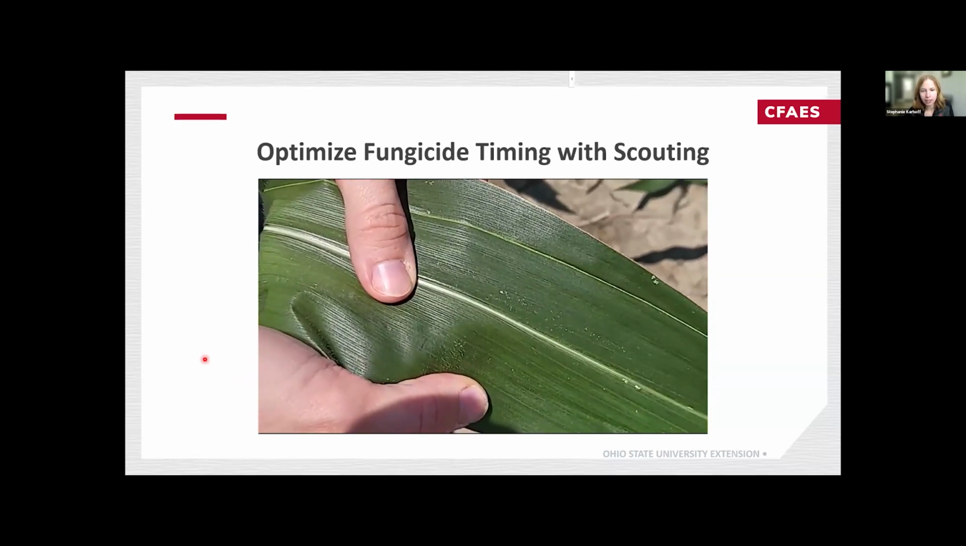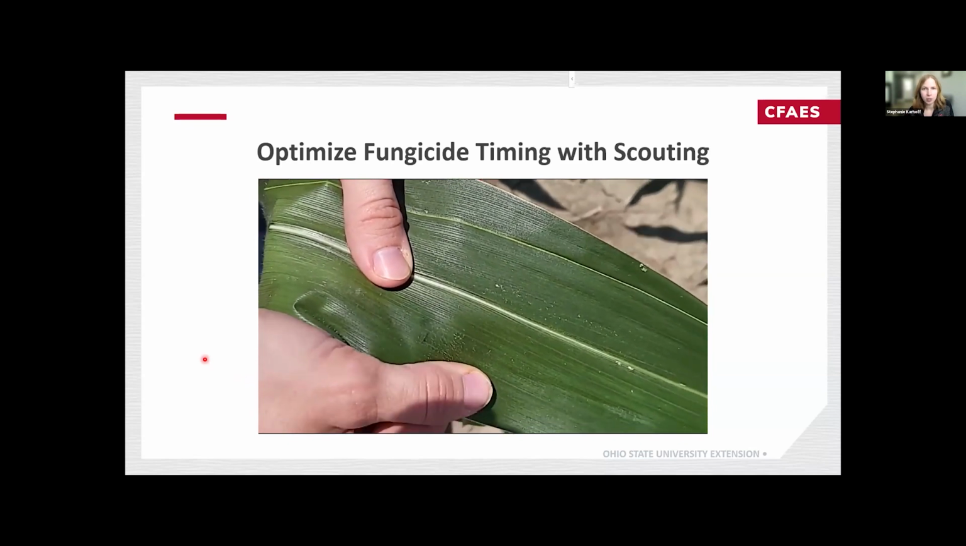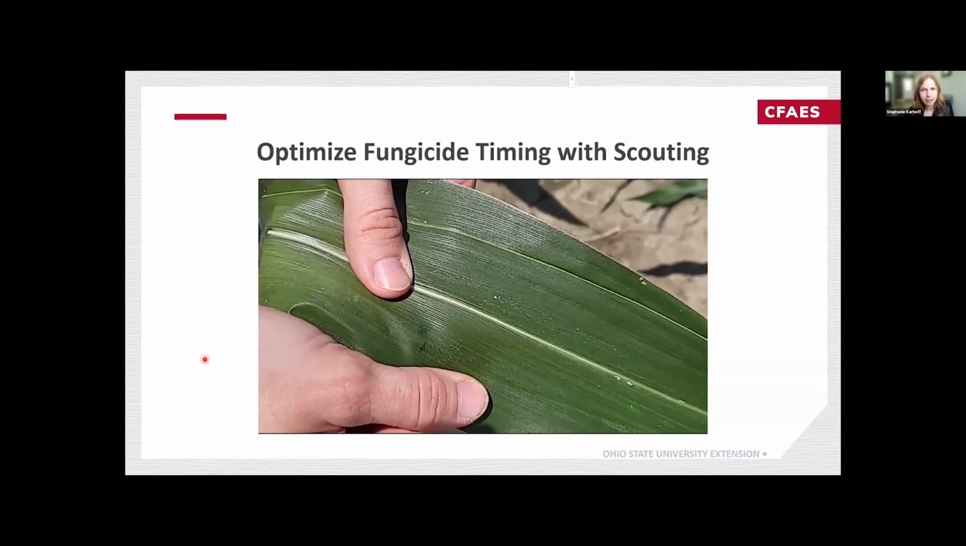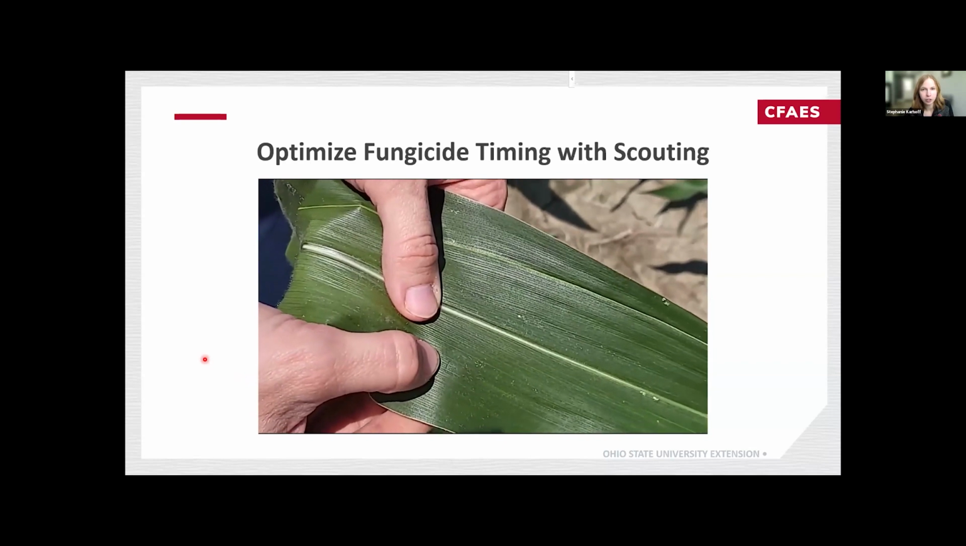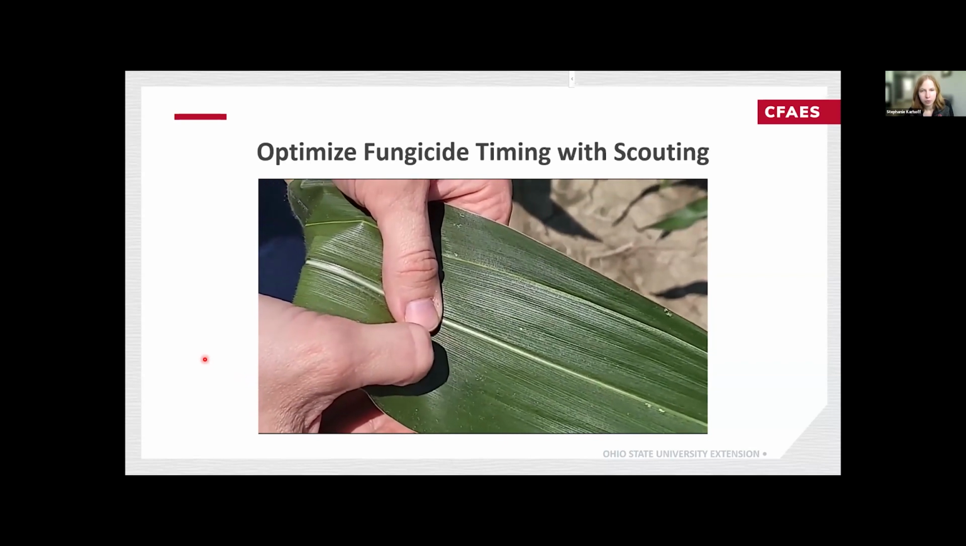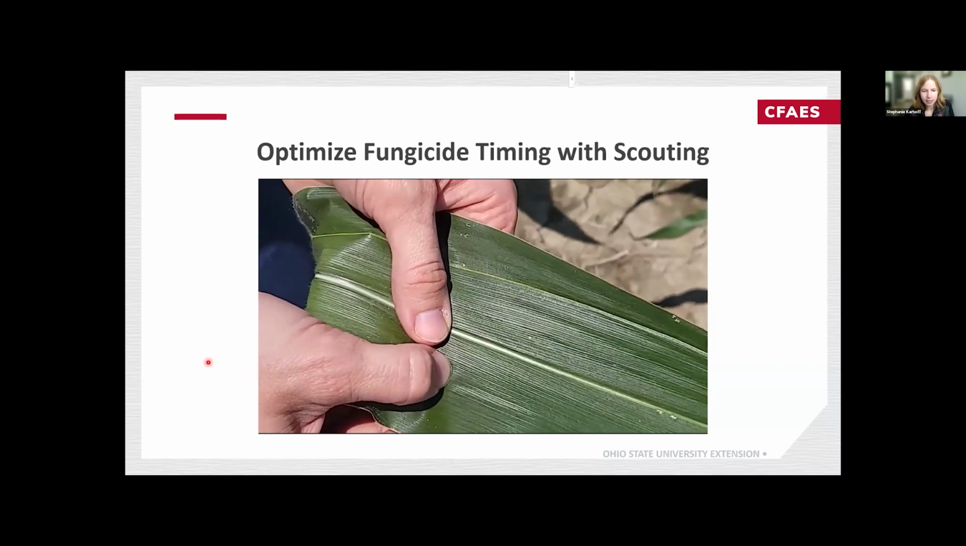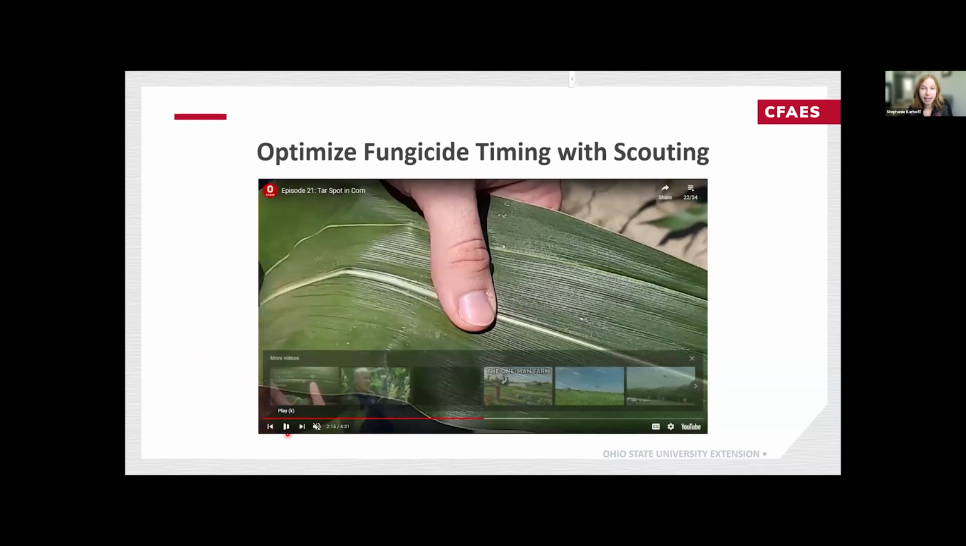And if it rubs off clean like it did here, that's not tar spot. Those stromata are going to be embedded to the leaf surface. They're not going to be able to be scratched off. And then later on in the growing season, it can be easy to mix up tar spot with some of our rust diseases. But in that case, that rust will be able to erupt. Whereas that tar spot, remember, it's just going to be embedded into that leaf surface.